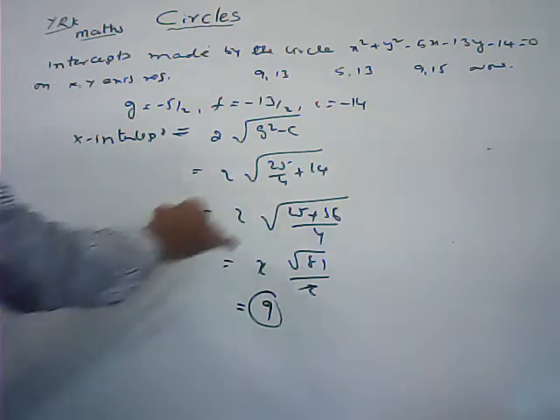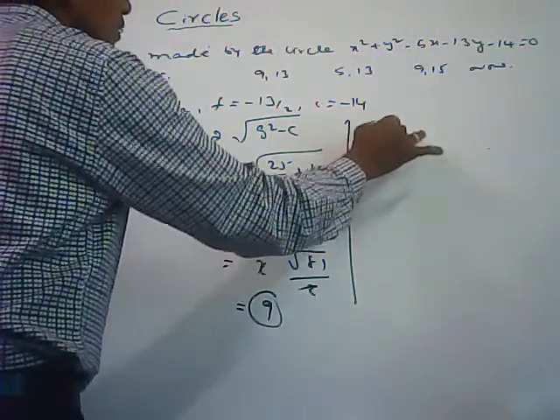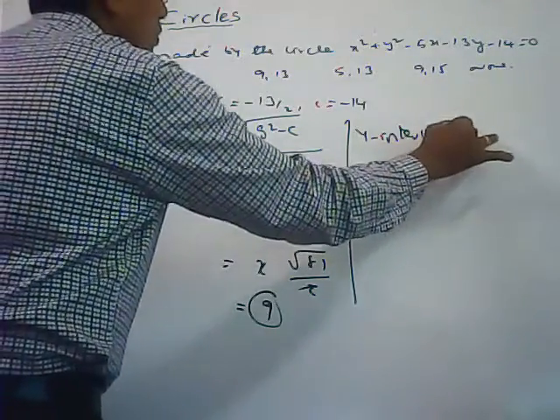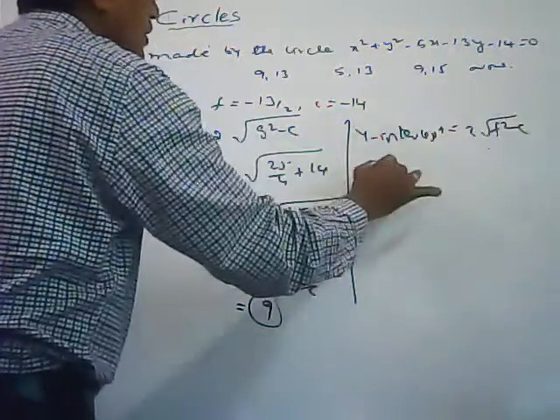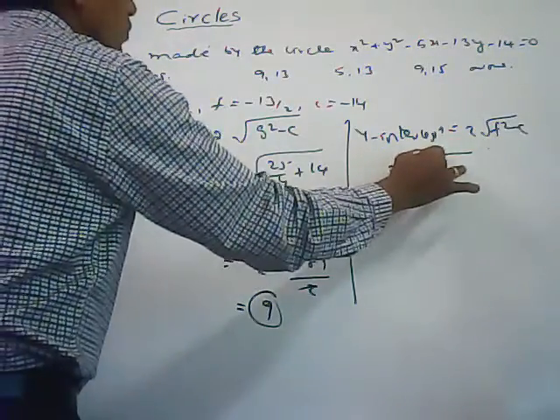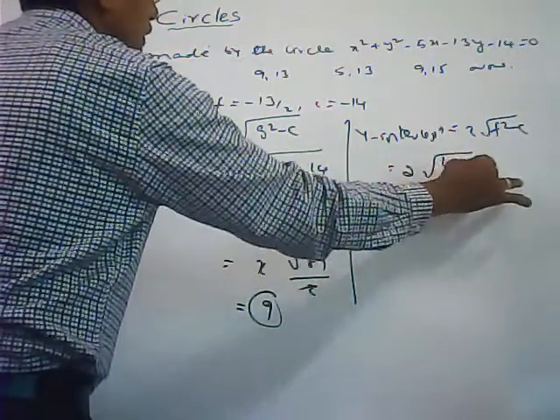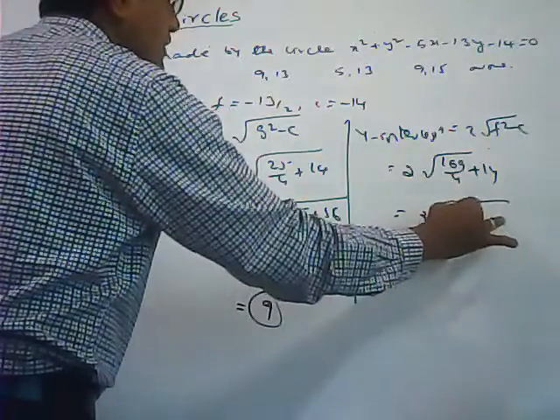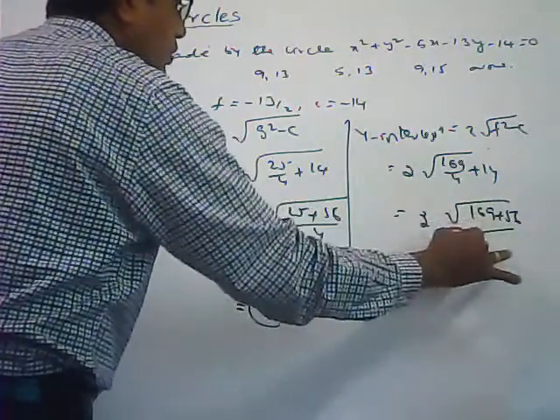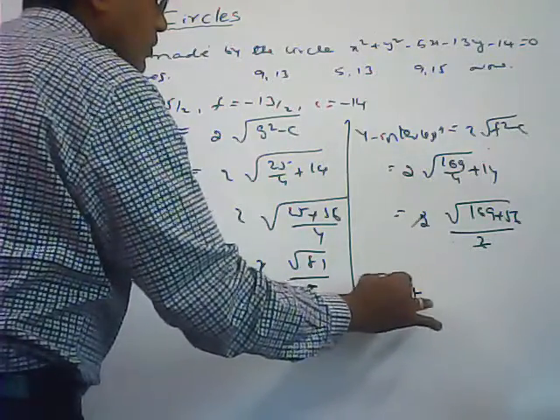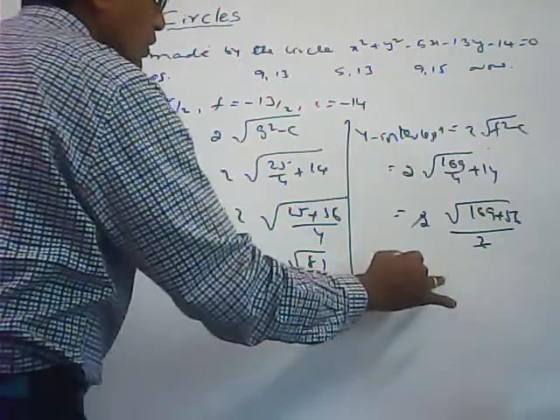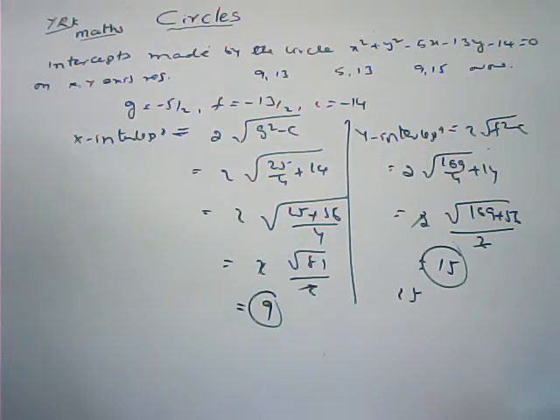The x-intercept equals 9 and the y-intercept equals 2√(f² - c) = 2√(169/4 + 14) = 2√((169 + 56)/4). The 2 gets cancelled, 225 is 15. So the x-intercept is 9 and the y-intercept is 15. In the next video class we can discuss the position of the point, the tangent conditions, relative positions, everything. Thank you.